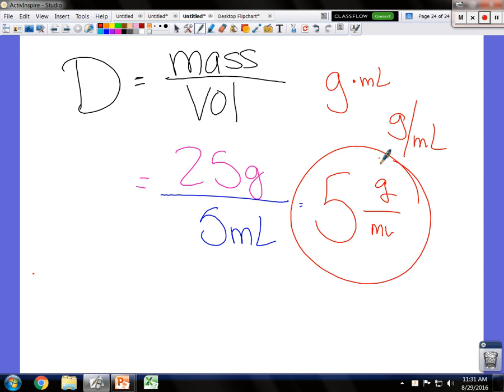Hold on, go ahead, Cody. Why would you put it over 1 milliliter? Because it's 5 grams per every 1 milliliter. Yes, sir. No. All right, that's a good question.